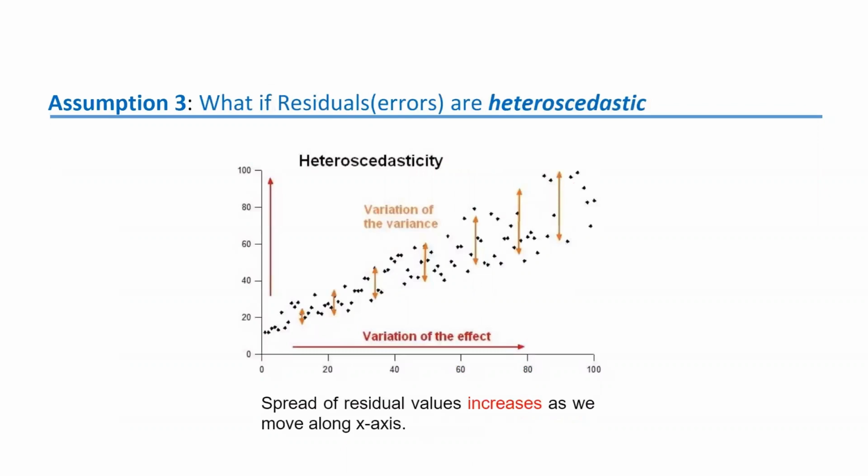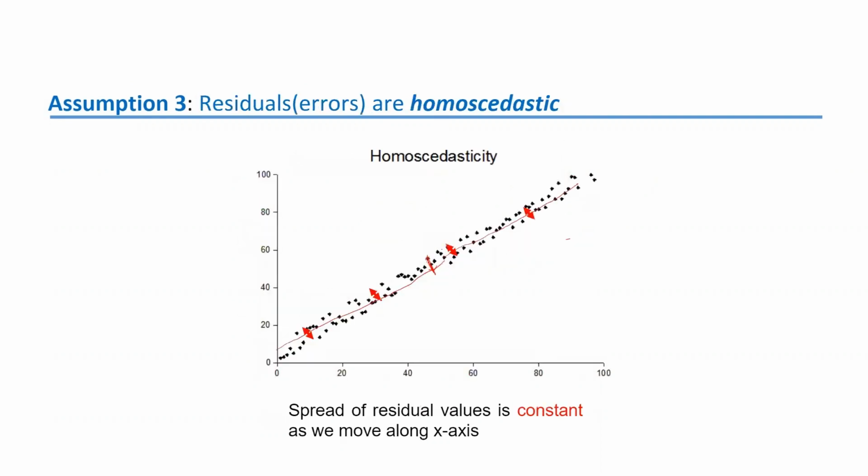What is heteroscedastic? The opposite of homoscedastic. Heteroscedastic means that the variation increases as the value increases. As the spread of the residual values increases as we move along the x-axis, it is called heteroscedastic data. So it should ideally not be like this. You should not have data points whose dispersion increases over time. You see, the dispersion is increasing over time. But in the previous one, the dispersion is equal.